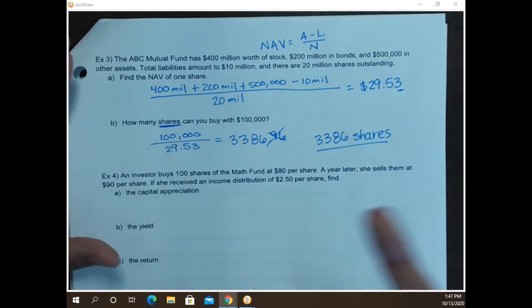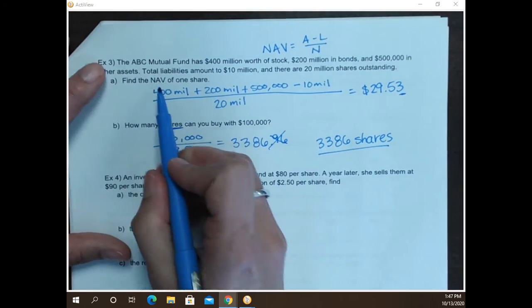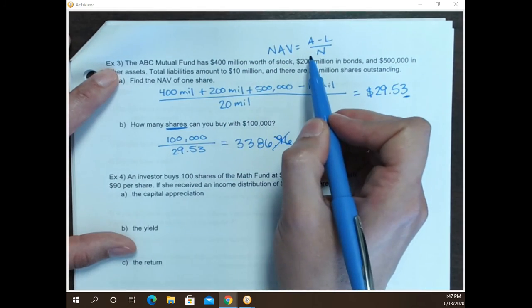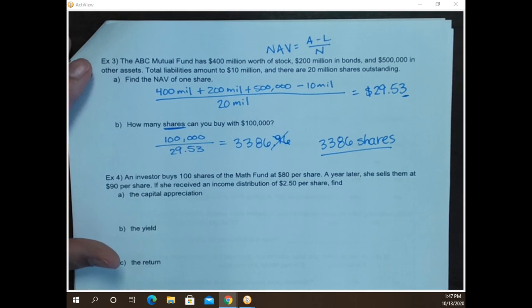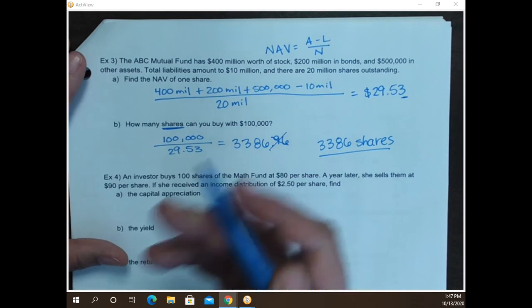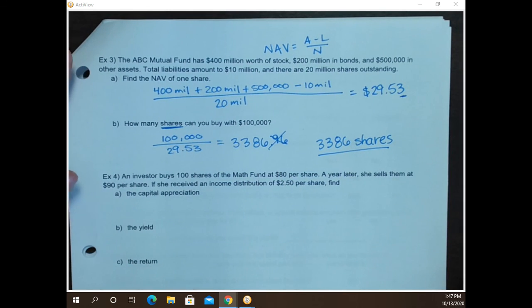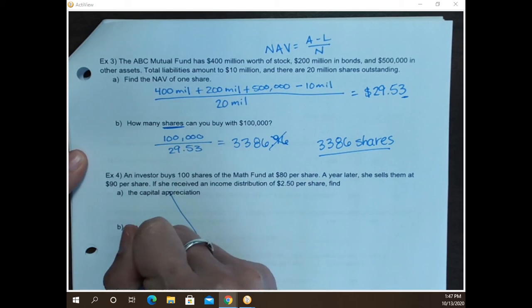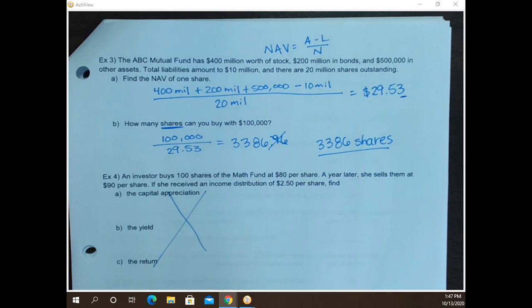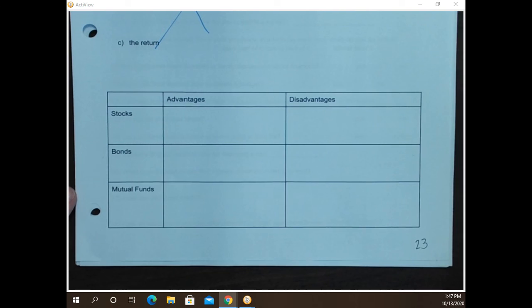And that's it for mutual funds. I'm going to ask you to find the NAV, which is that formula that we wrote down on page 21. And I'm going to ask you how many shares you can buy with this amount of money. We are going to skip example 4, and I want to hop down to the pros and cons list. We're going to talk about what's good about each of these investments and what's maybe not so good about each of these investments.